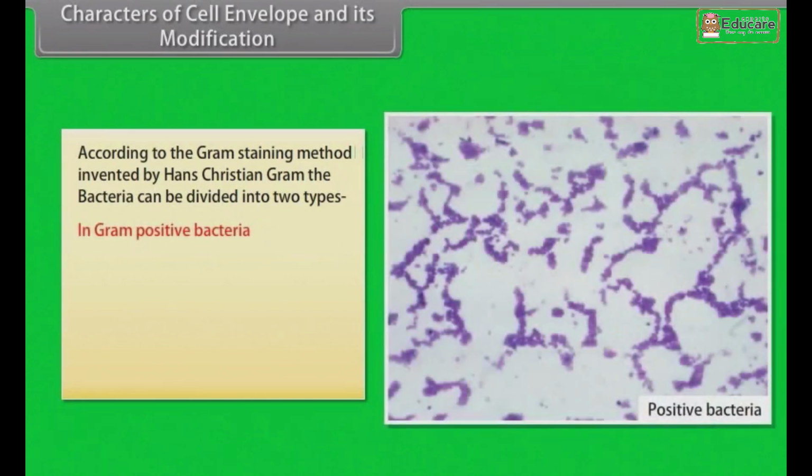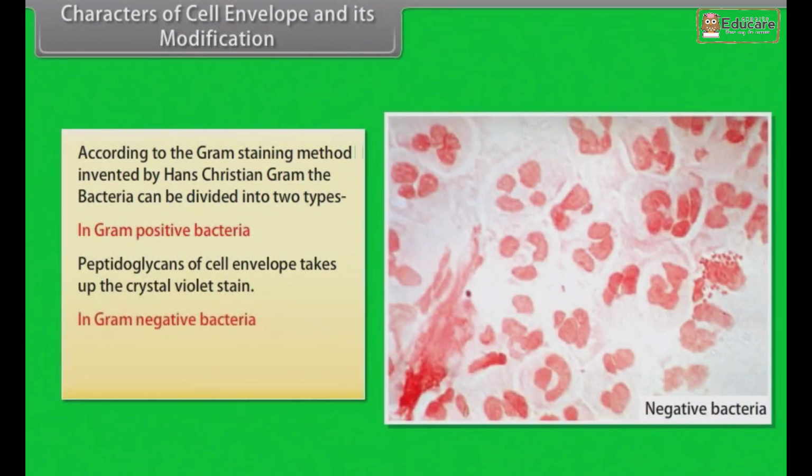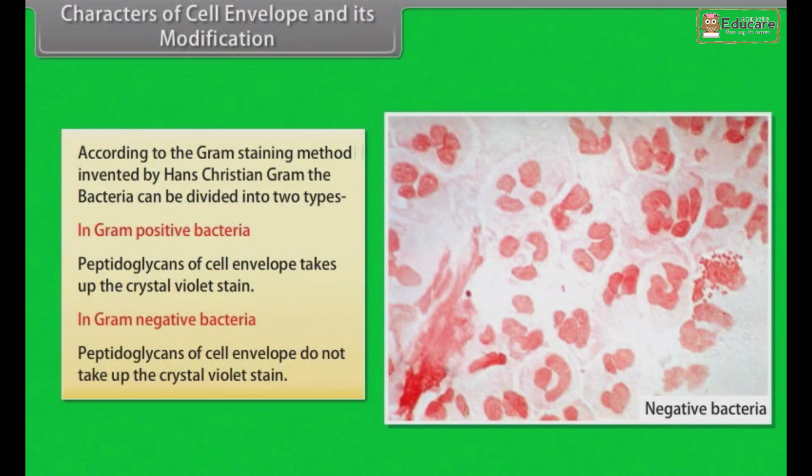In Gram-positive bacteria, peptidoglycans of the cell envelope take up the crystal violet stain. In Gram-negative bacteria, peptidoglycans of the cell envelope do not take up the crystal violet stain.